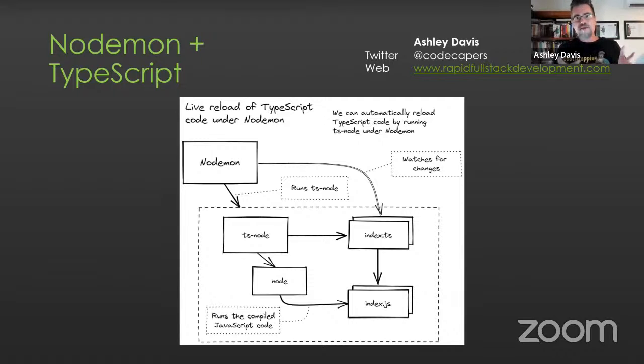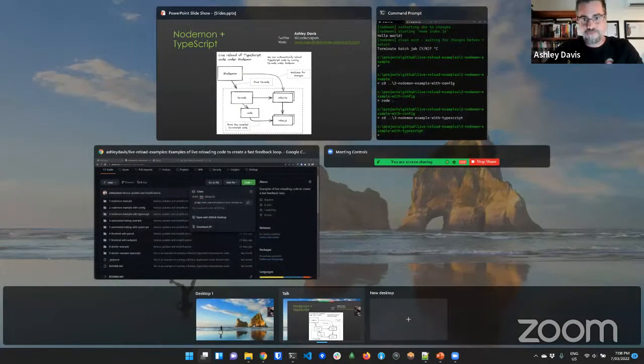So this diagram here shows how we can run Node.js under ts-node, which in turn is going to be run by Nodemon. Basically, the way we're going to set this up is that Nodemon is going to be watching our TypeScript files instead of JavaScript files. And when they change, it's going to restart ts-node, which of course is going to restart Node.js and reload our code files. Okay, so let's have another look at the code.